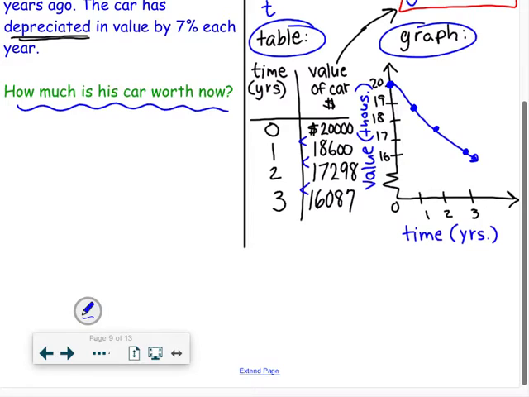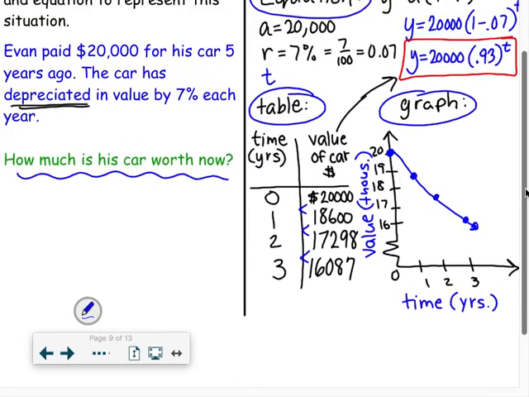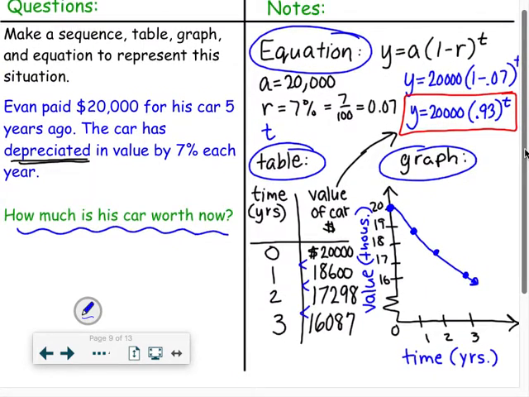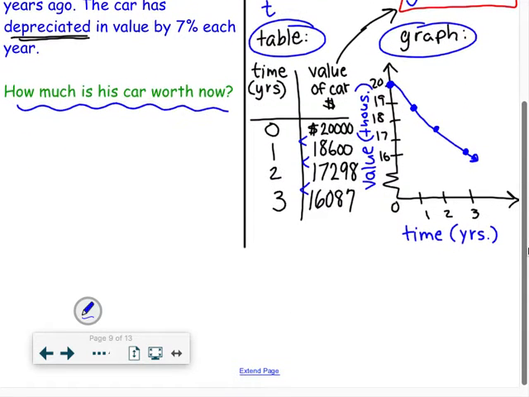To answer this question, let's see if we've got everything else taken care of. So we've got equation, table, graph. Oh, we need a sequence first. So let's do the sequence first, and then we can answer the question.